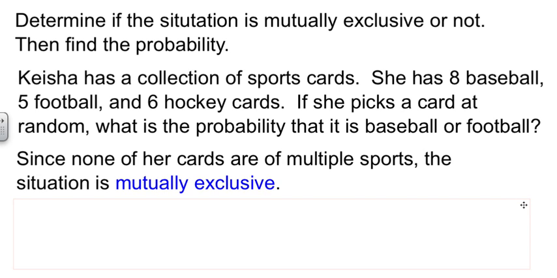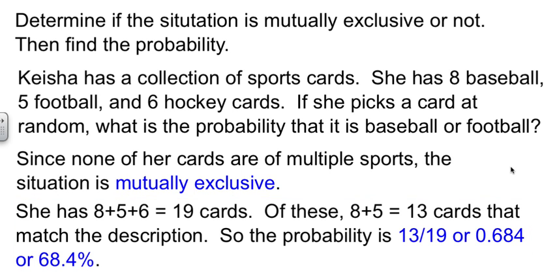If it's exclusive, all we have to do is add the possibilities. She has a total of 19 cards. 8 of them are baseball. 5 of them are football, so there's a total of 13 cards that match the problem. 13 out of 19 would be the probability, which divides out to 0.684 if you want to use decimals, or 68.4% if you use percents. This was an exclusive case because nothing matches. Nothing overlaps.